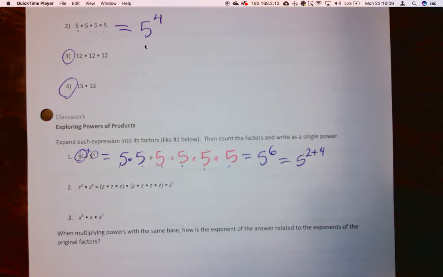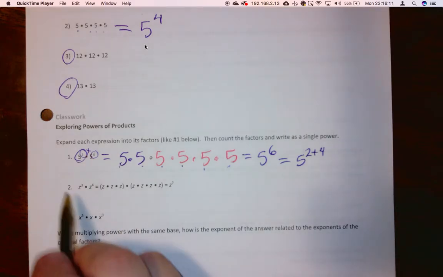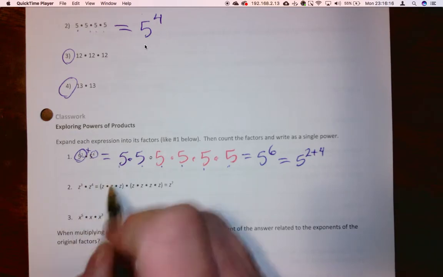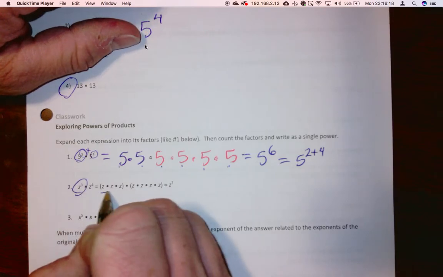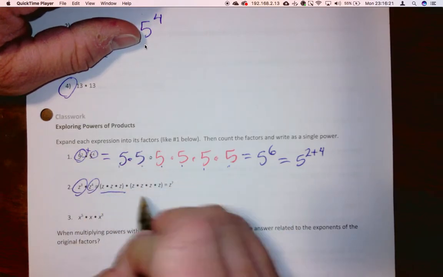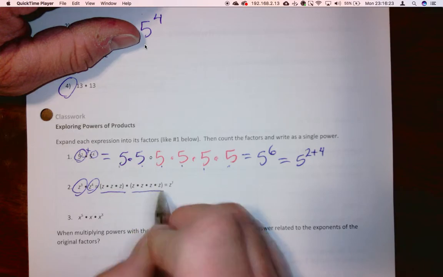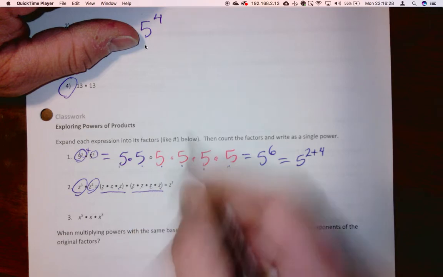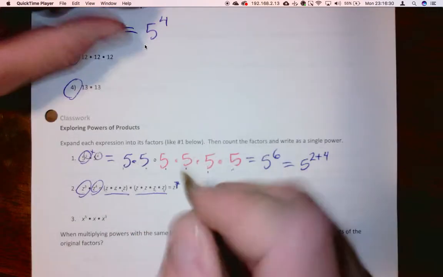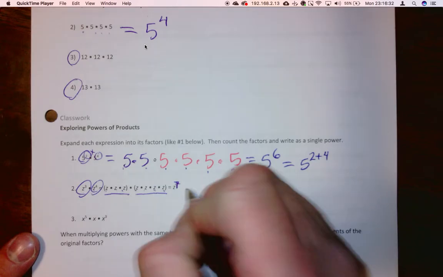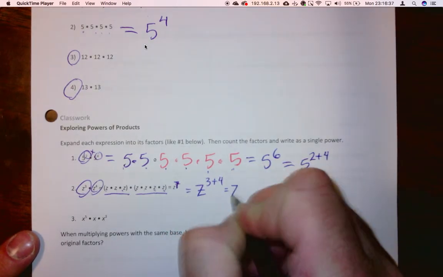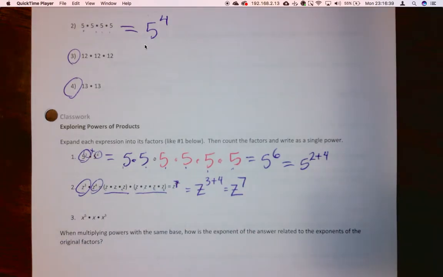This is a rule that we can use. We can use this for like number 2, z to the third power times z to the fourth power. Well, we can write out z to the third as z times z times z. We can write out z to the fourth as z times z times z times z, and that makes us see that there are 1, 2, 3, 4, 5, 6, 7, as in 7 z's in the problem. That's because 3 plus 4 equals 7. Add the exponents when the bases are the same and they're multiplying.